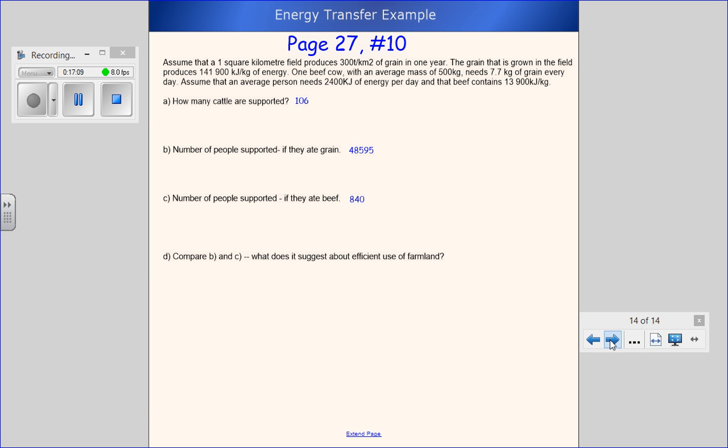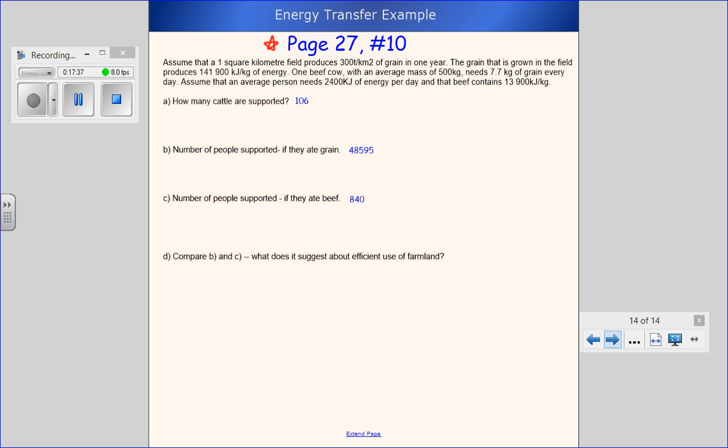Now the last thing is an example that comes out of your textbook. It's on page 27 and it's number 10. Now it involves a little bit of math, and so I'm just going to show you the steps that we would go through to do the math so that you can see the answers that we got. I'm not particularly concerned with doing the math. It's not something that I'm going to ask you to do in great detail on a test. What I am concerned with is the result of the question.